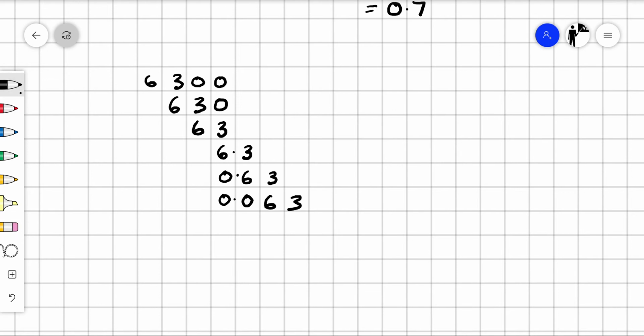0.063. Okay, we can use this to do some calculations. So if I wanted to work out 0.63 times 100, well, I know that to times by 100 means to move up 2 places, so I'm going to start at 0.63 and move up 2. 1, 2, 63.